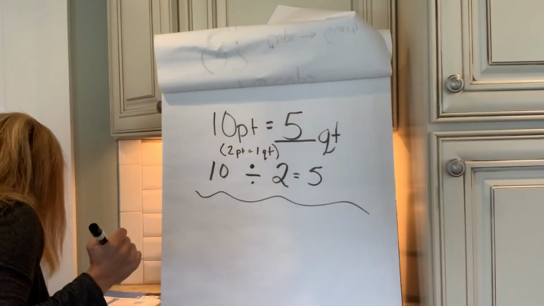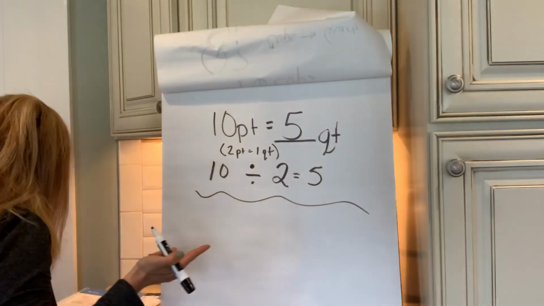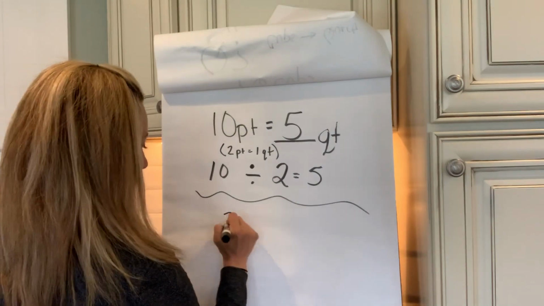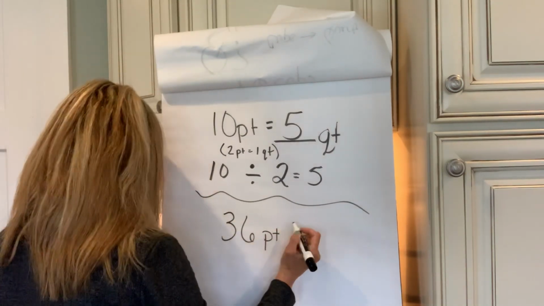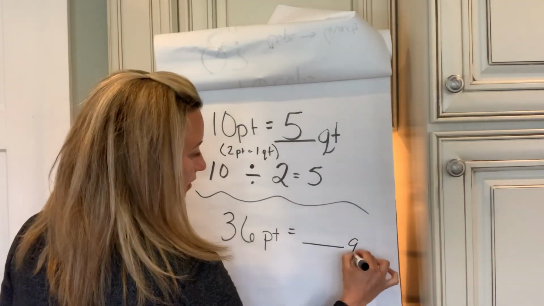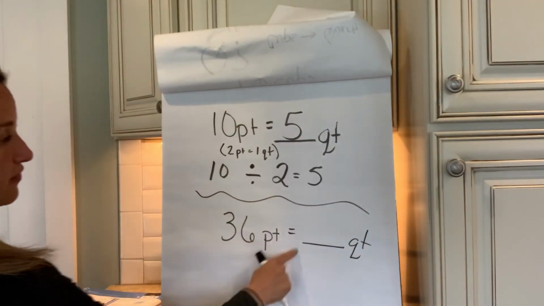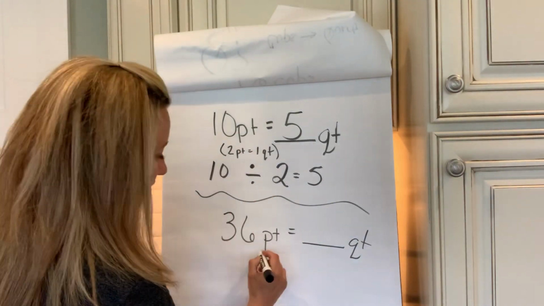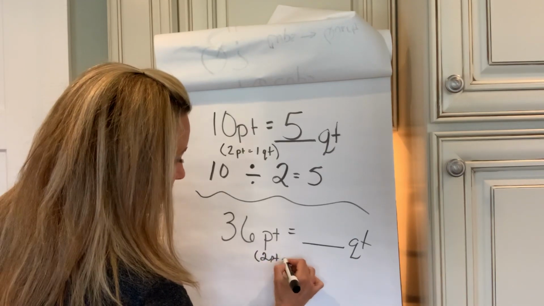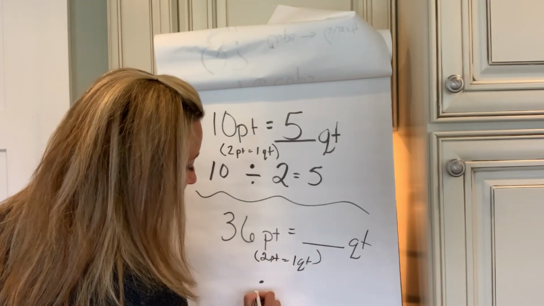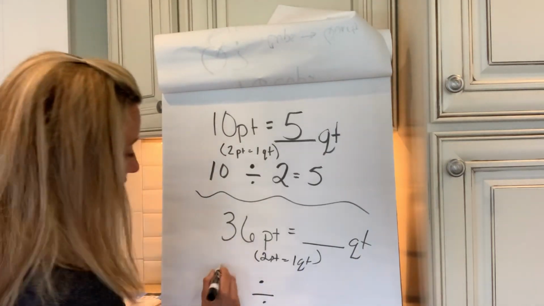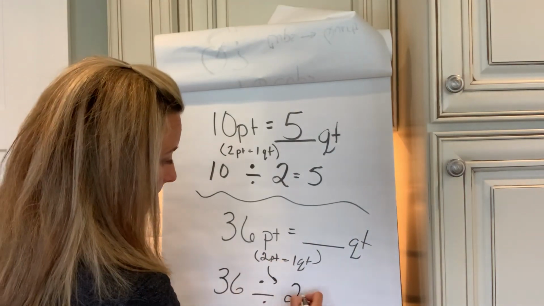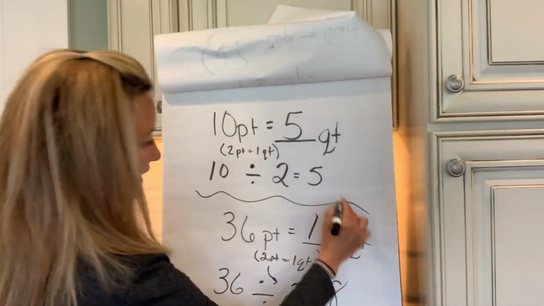Okay, let's go the opposite way. Let's see if we could, I don't know if I have any multiplication here. All right, well, let's do this. 36 pints is equal to how many quarts? Okay, so once again, I'm going from that smaller to larger, so I'm going to divide. I know once again that there are 2 pints in 1 quart, and I said I'm going to divide. So I always start with what I have, and I know that I'm going to divide by 2, which is going to give me 18.